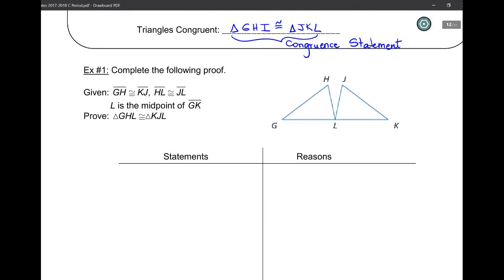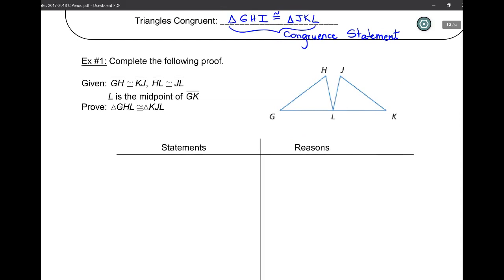So we're going to complete the following proof. And this is what we know so far. So we know GH is congruent to KJ. We know HL is congruent to JL. And we also know L is the midpoint of GK. All of these are the provided given statements.